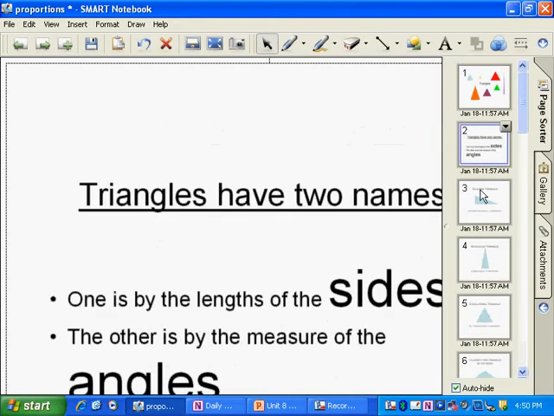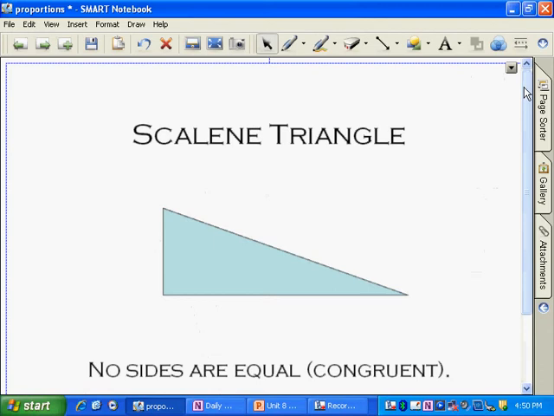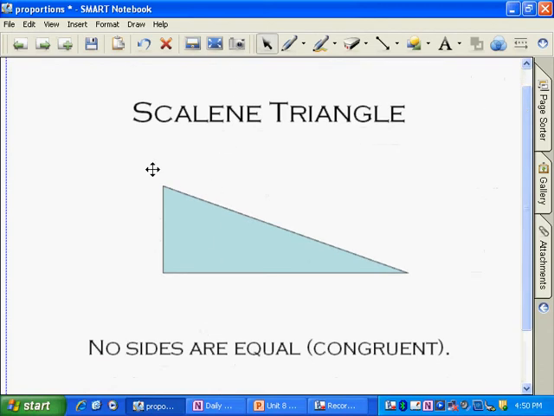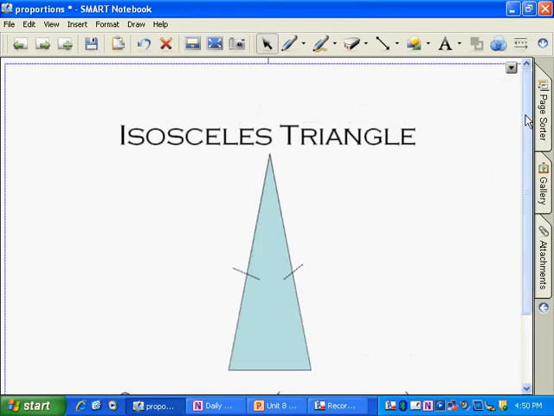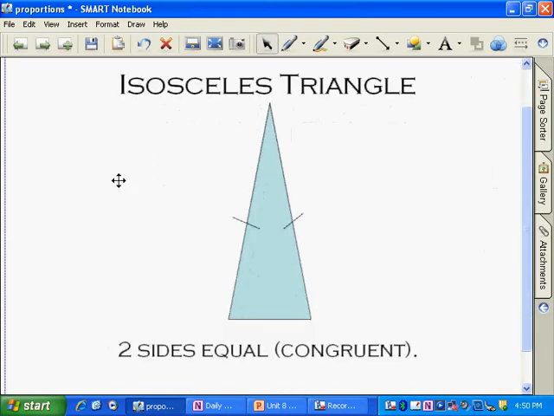So the first thing I want to show you is a scalene triangle. A scalene triangle, by definition, has no sides equal or congruent. So all three sides of the triangle have a different length. Then you have an isosceles triangle, which is when two sides are the same length. These dashes show that these two sides are the same length. We don't know what their measure is, but we know that they are the same.